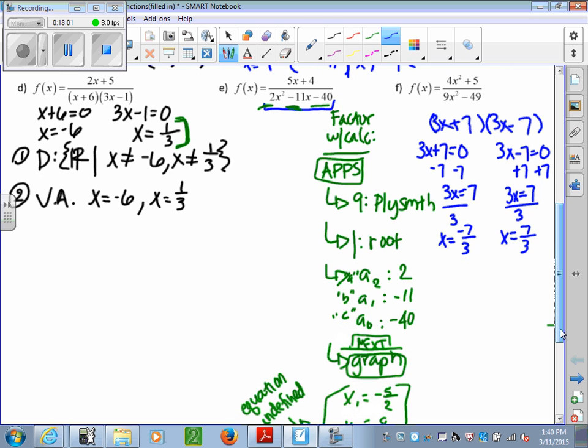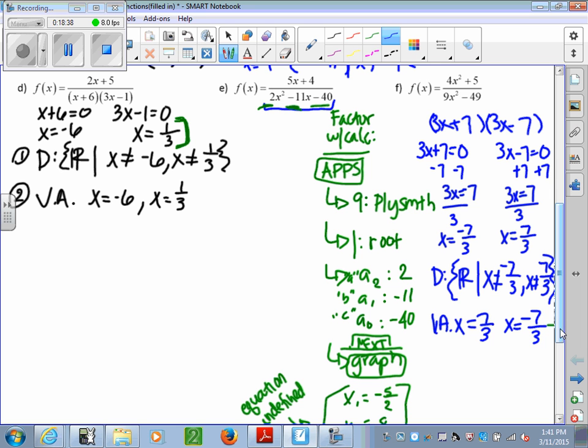Okay, so now I know where my graph is undefined. It's undefined at negative 7 thirds and positive 7 thirds, which means my domain is all real numbers such that x does not equal where it's undefined, so x is not equal to negative 7 thirds, and x does not equal positive 7 thirds. And then also my vertical asymptotes are x equals 7 thirds and x equals negative 7 thirds. Vertical asymptotes. Okay, so there's that one.